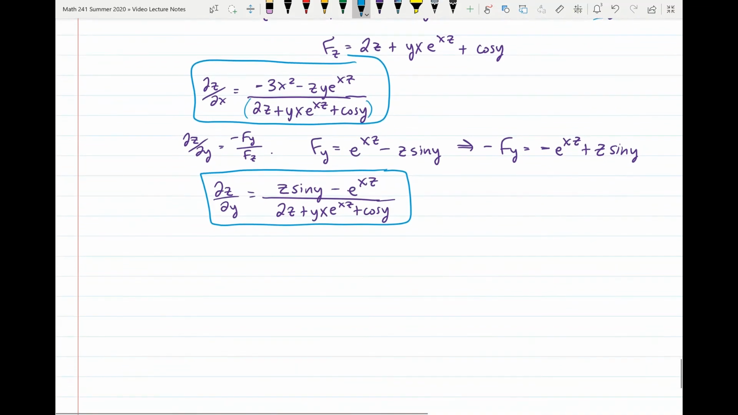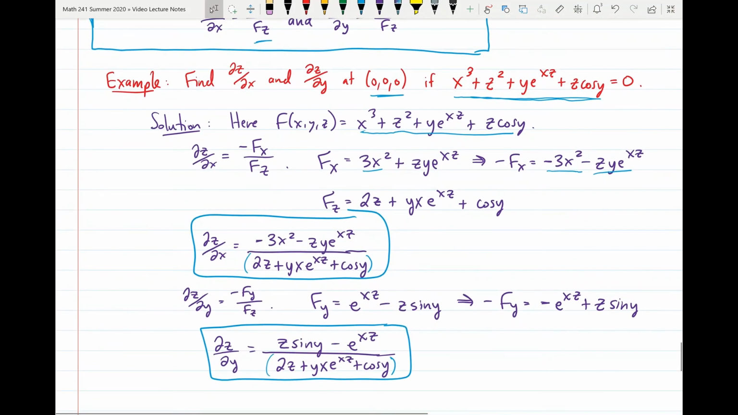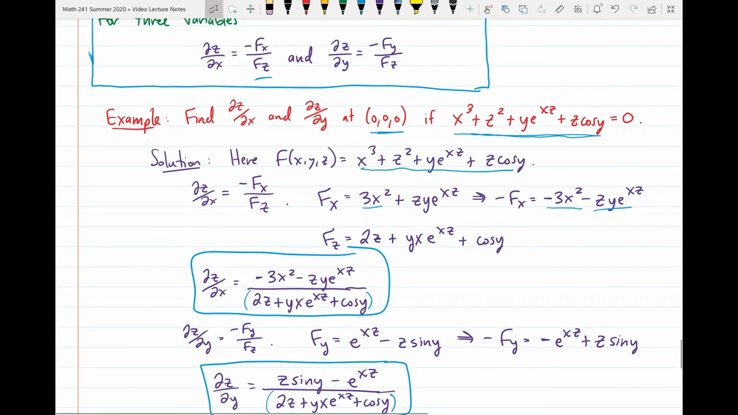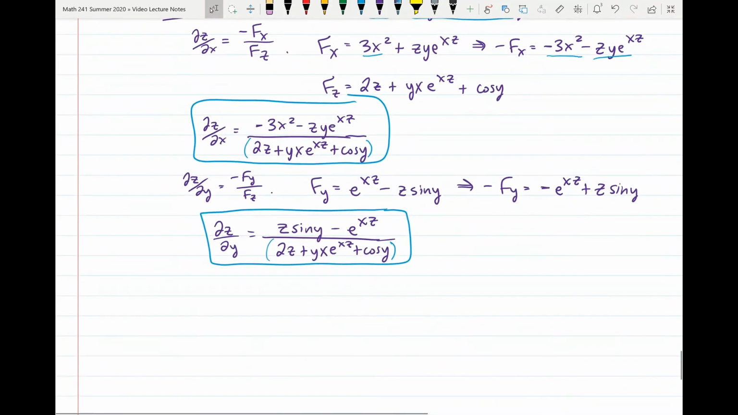And we find that the partial derivative of z with respect to y is equal to z times sine of y minus e to the xz, all over the expression that we already had for f sub z. And again, if you didn't see it from the first example, then hopefully you can see here how powerful this theorem is, because it saved us from doing a lot of algebra solving for these partial derivatives using implicit differentiation.